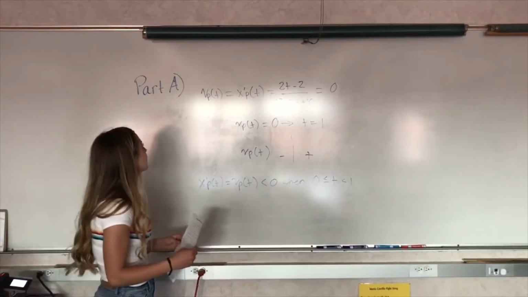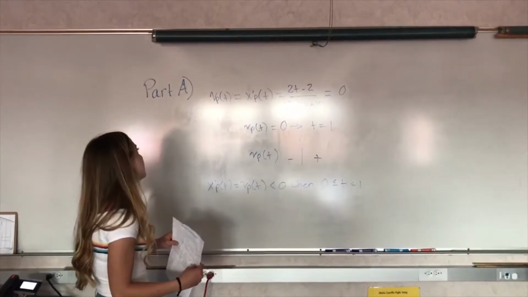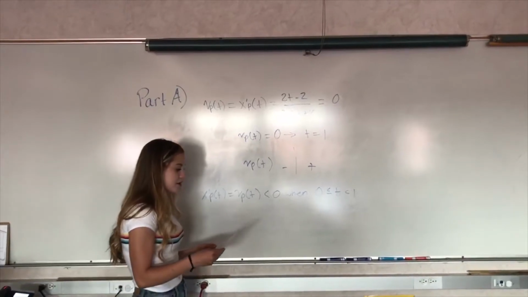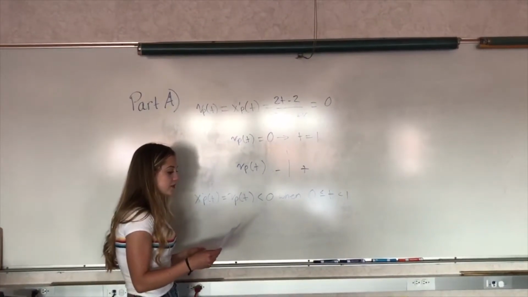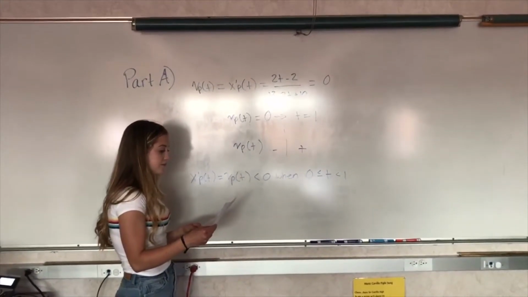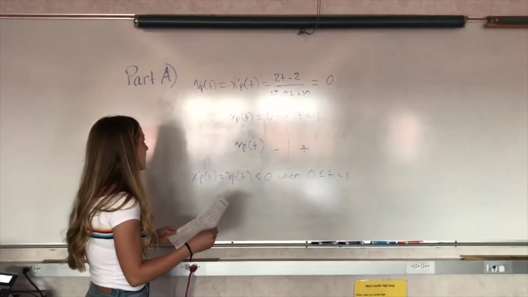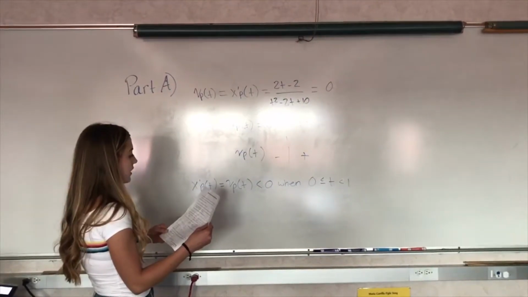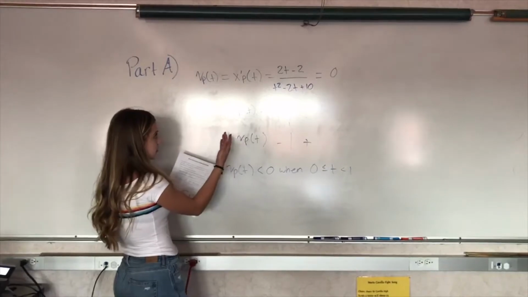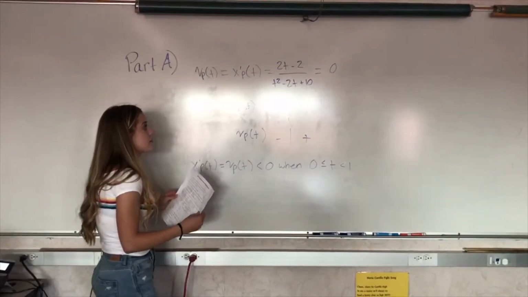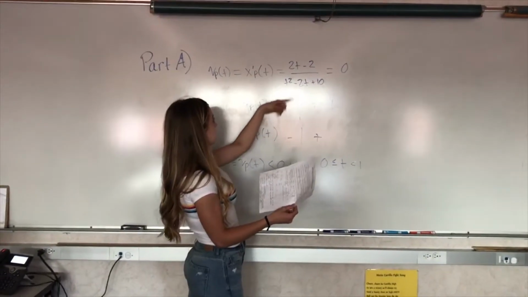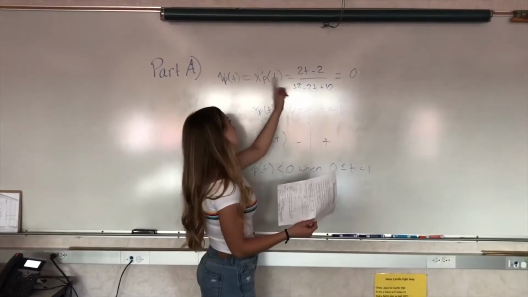One common mistake for part A of this problem is not taking the derivative correctly. So the original equation is x p of t equals the natural log of t squared minus 2t plus 10. And in order to take the derivative correctly, you put 1 over that whole quantity, so t squared minus 2t plus 10. But then you have to remember to chain rule the t squared minus 2t, which gives you the 2t minus 2 to go on top.